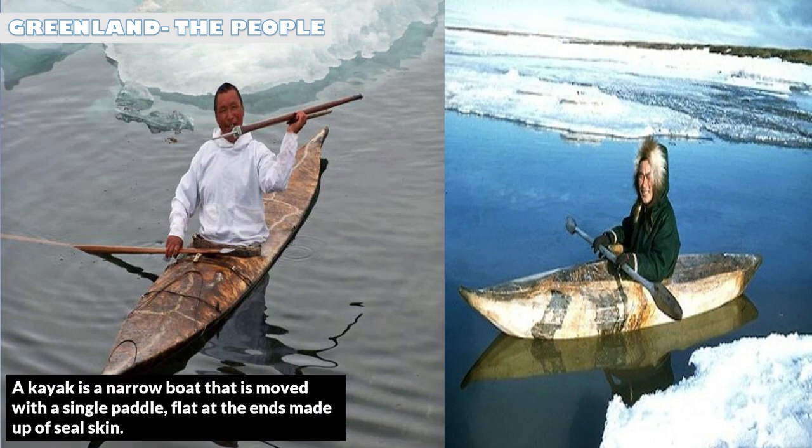A kayak is a narrow boat that is moved with a single paddle, flat at the ends, made of seal skin. So a kayak is a narrow boat which can be used by only one person at a time, and it is mainly made of seal skin. The kayak was not only used for the purpose of fishing and movement of people from one place to another, but it was also used for the purpose of recreation.